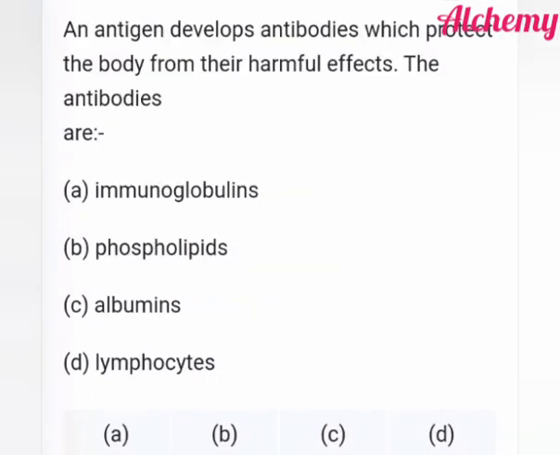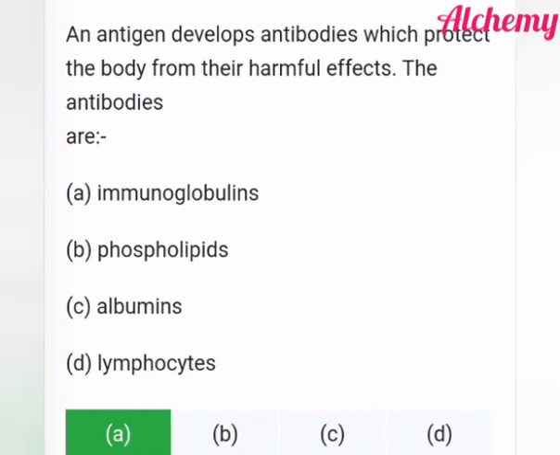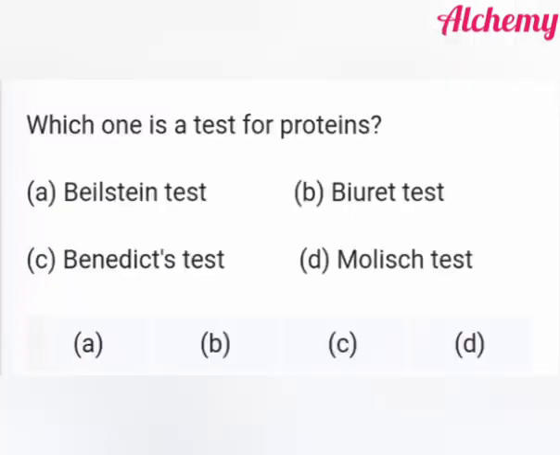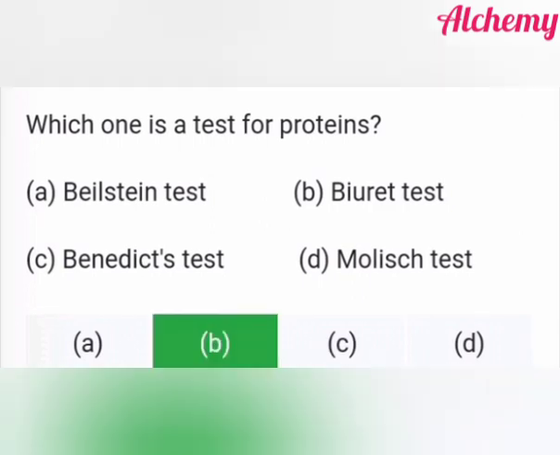Next question, an antigen develops antibodies which protect the body from their harmful effects. The antibodies are called. The correct answer is option A, immunoglobulins. Next question, which one is the test for proteins? The correct answer is option B, biuret test.